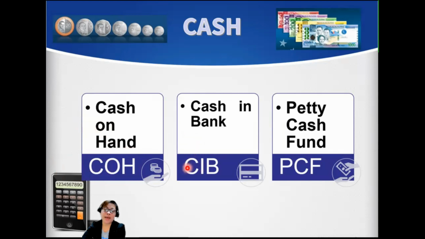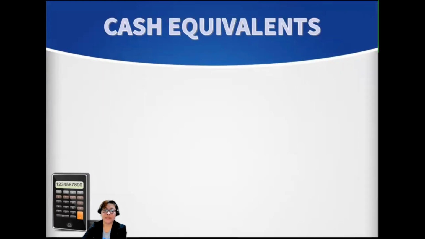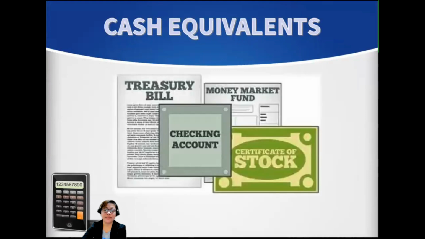When we say cash in bank, these are cash deposited in the bank under a current, reserve or savings account, and it's not restricted for withdrawal or use. Then we have petty cash fund. Petty cash fund is cash intended for small disbursements and kept by the petty cash custodian or officer designated by the management.